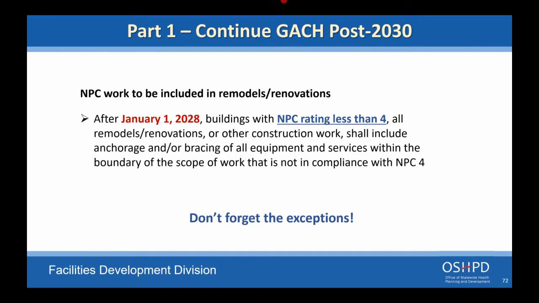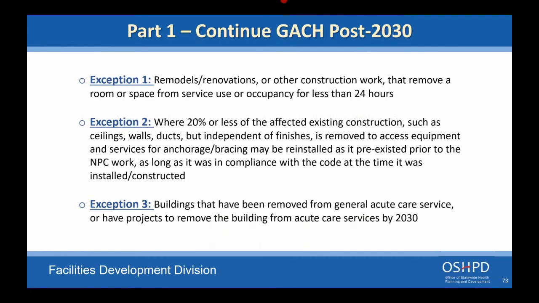NPC work is to be included in remodels and renovations after January 2028. Buildings with NPC ratings less than 4 shall include anchorage or bracing for all equipment and services within the boundary of the scope of work for compliance. So after 2028, all your projects need to address the NPC requirements to upgrade those. This is if you're upgrading, because there are exceptions, and we'll go over those right now.